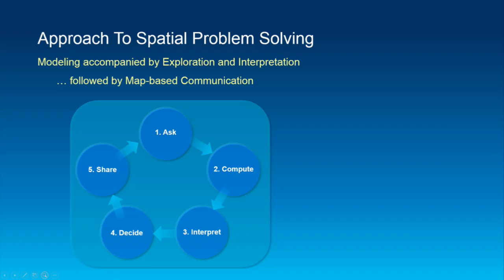The second key approach is something that I've just called spatial problem solving. And I think of it as, what do we do when we want to compute with our data? What's an approach that all of us take? And what I've been thinking about is trying to describe this as a 5-step process.